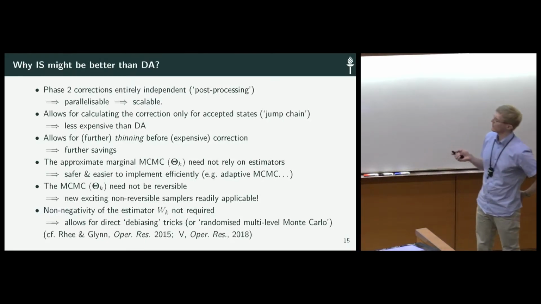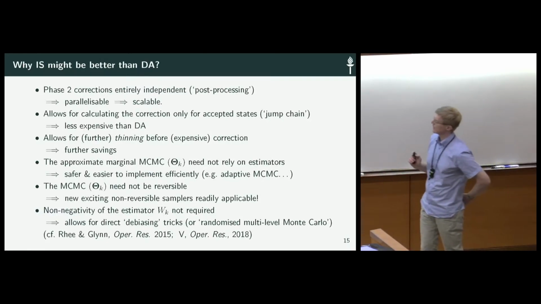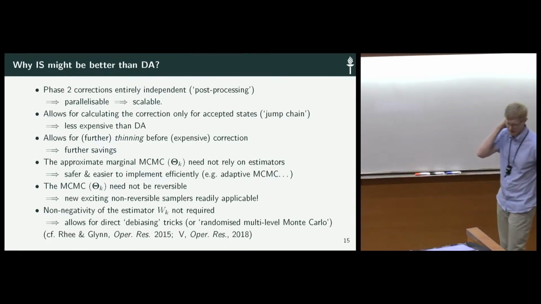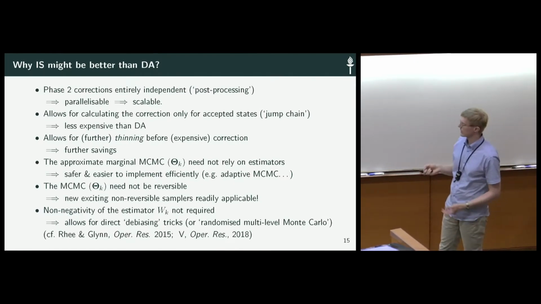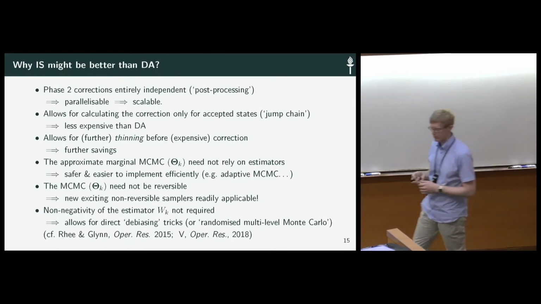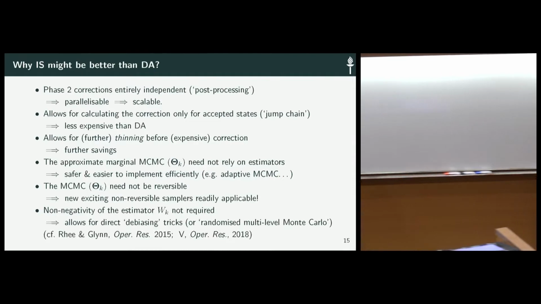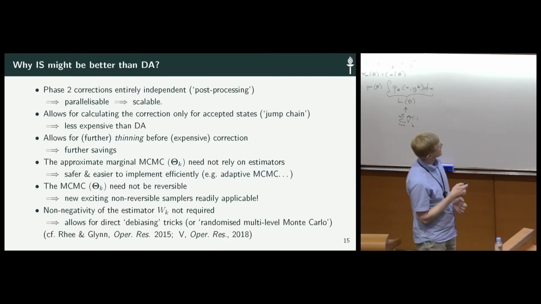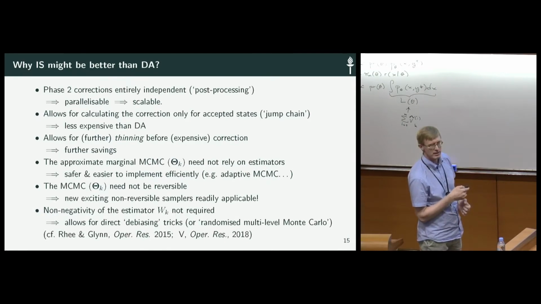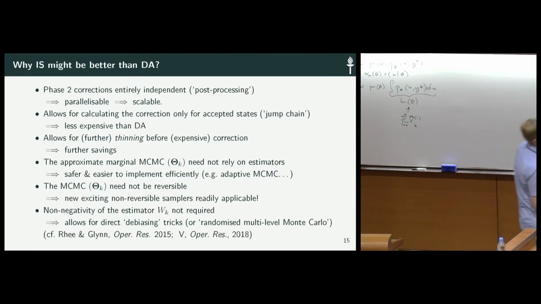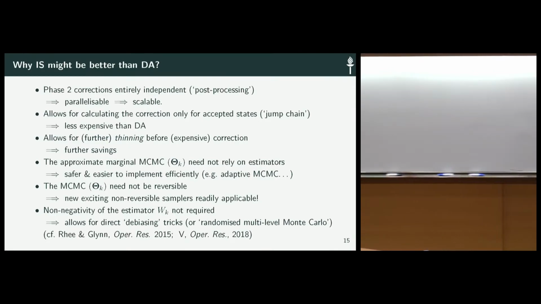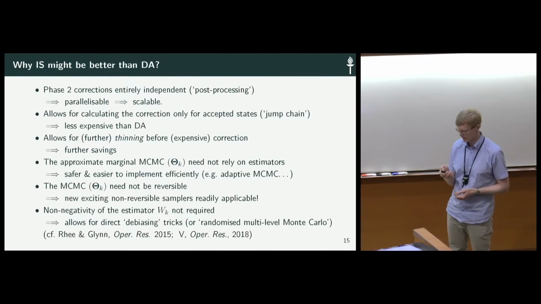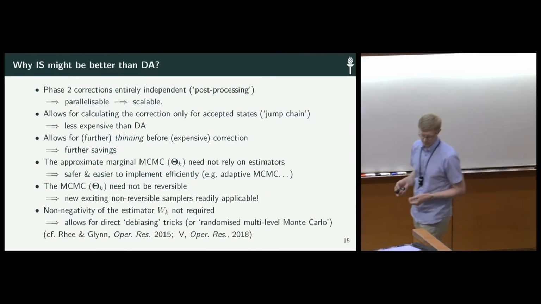And then the last thing, which you could think is a bit exotic. Non-negativity of the estimator is also not required. Of course, in the particle filter case, as those of you who know, those weights are non-negative. But actually, this is an interesting direction to consider debiasing tricks where you necessarily get sometimes negative values for the weights as well.